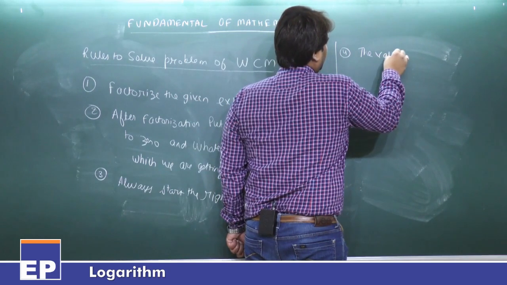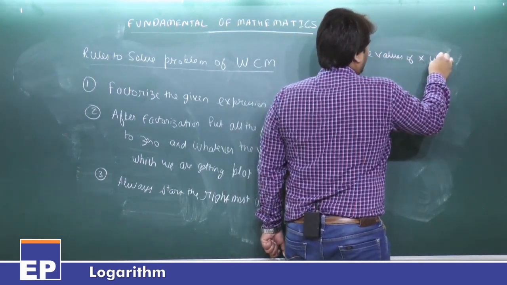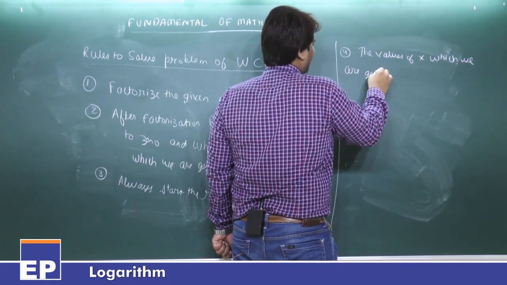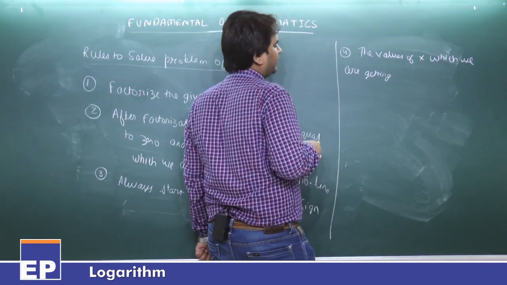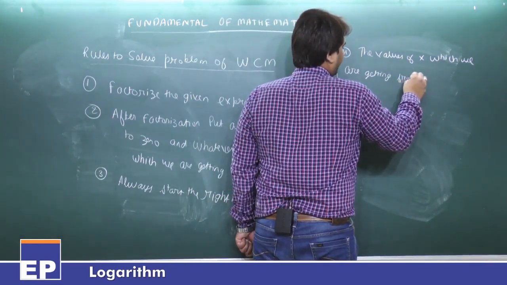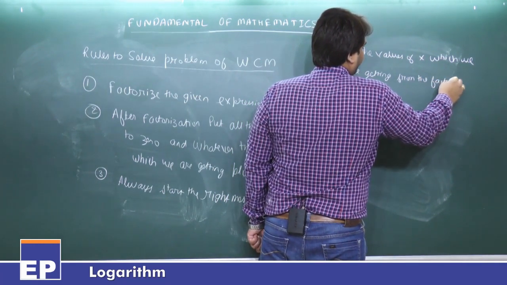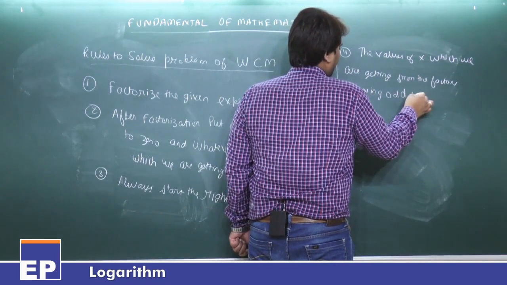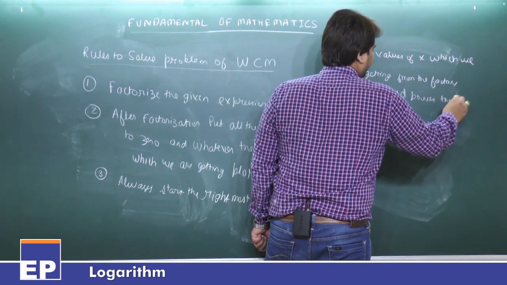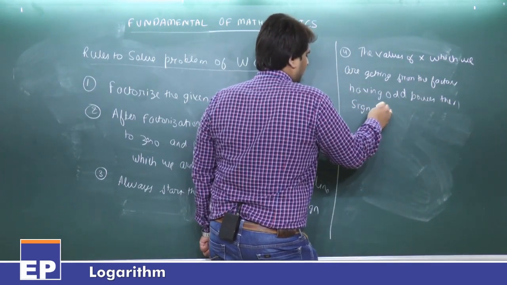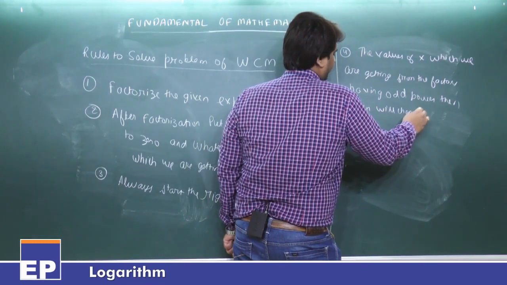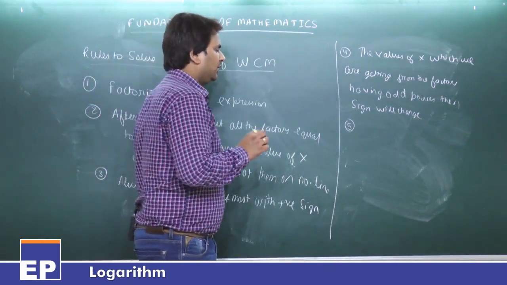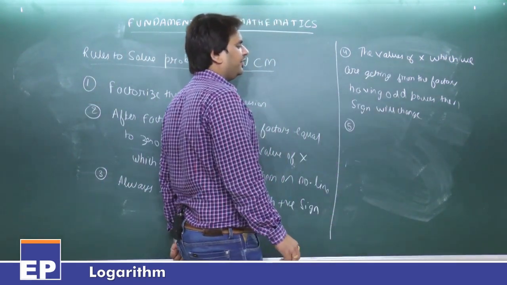The value of x which we are getting from the factors having odd power, then sign will change. And the next point is, I will explain you each and every point. First note it down. The value of x which we are getting from the factors having odd power, then sign will change.